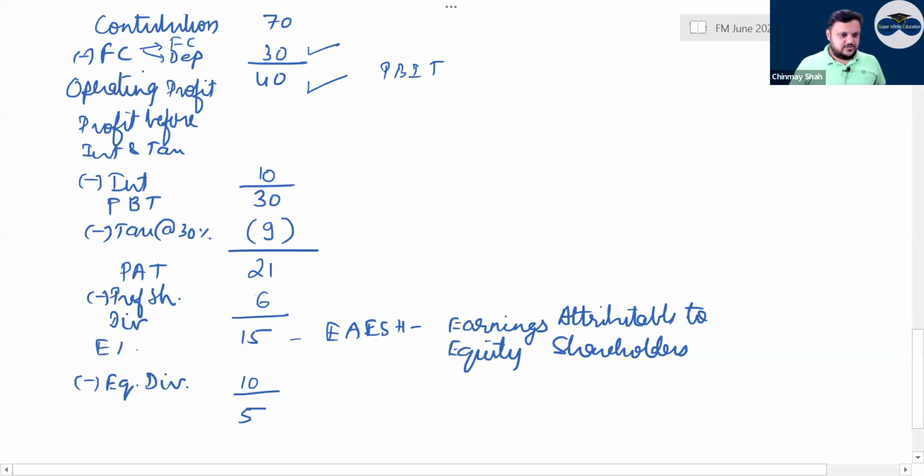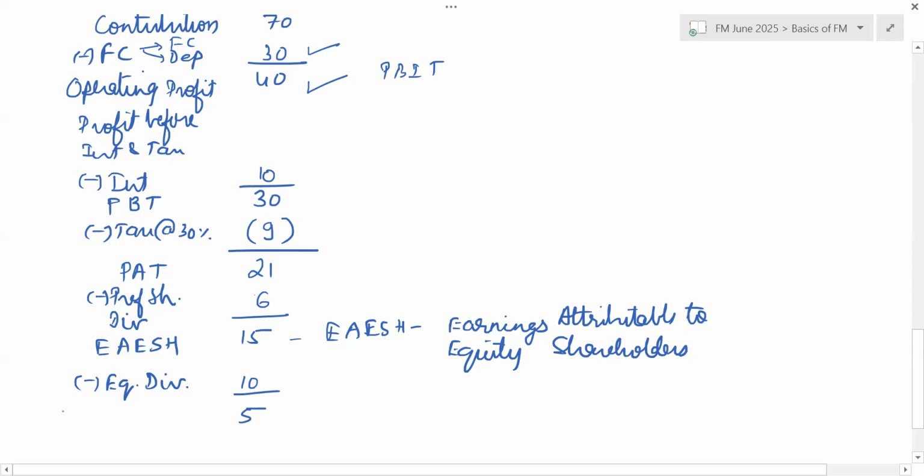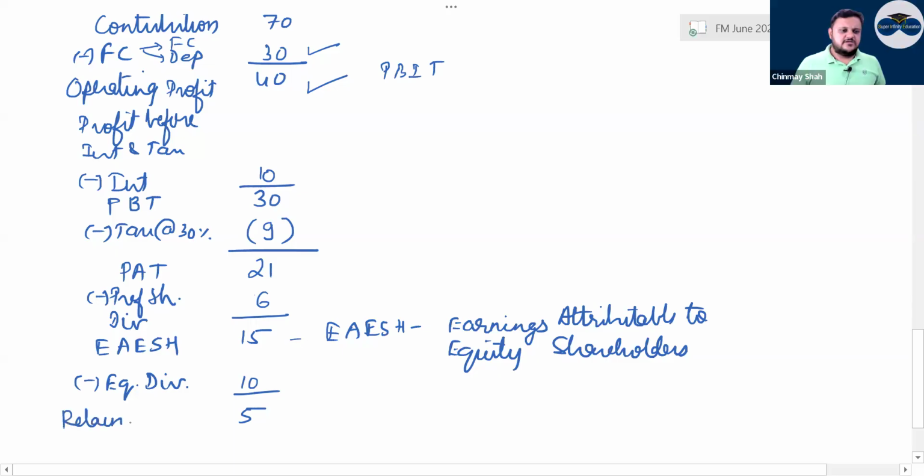EAESH. From the EAESH, the equity dividend payout is done. What is remaining? Can anyone tell me? Arati, what do you say? What is remaining? So, retained earnings. Retained earnings. What do you say, Arati?